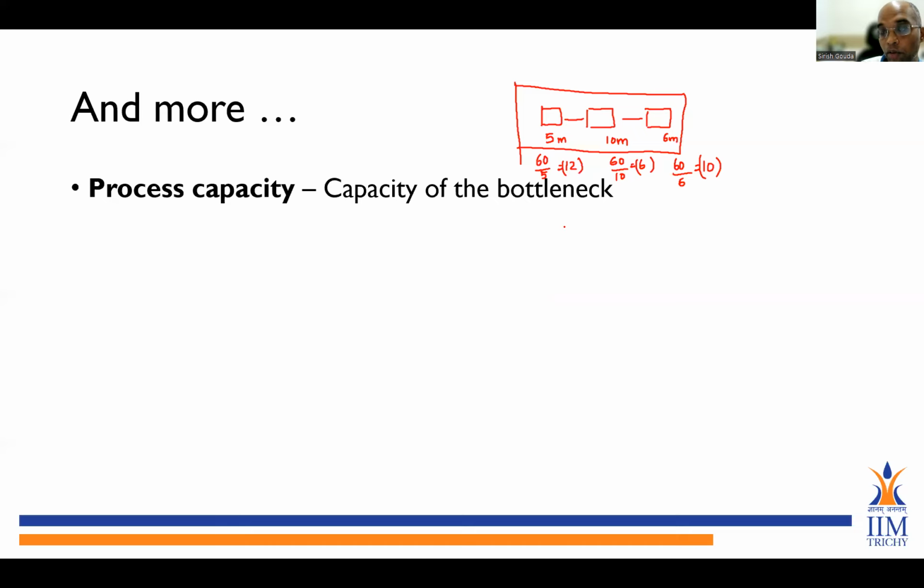Now, from our definition, the bottleneck is that particular process or activity or machine which has the highest processing time and the lowest capacity.